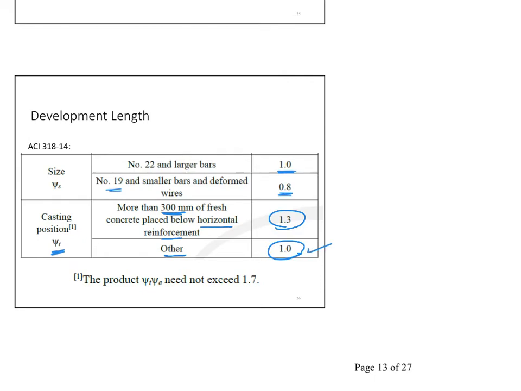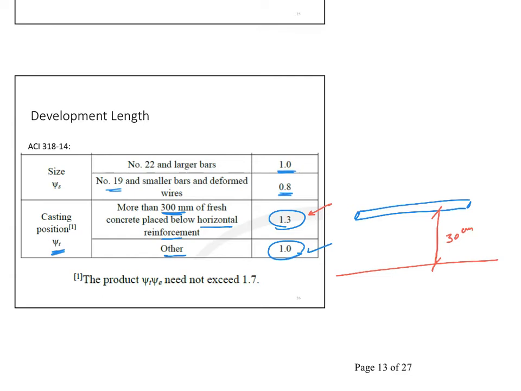For horizontal bars, if I have my bar laying out like this is my bar here, right? And I know that I'm casting as much concrete as more than 30 centimeters underneath this bar, then I take less of a bond, and then I take more of an LD. So the LD becomes 30% extra.